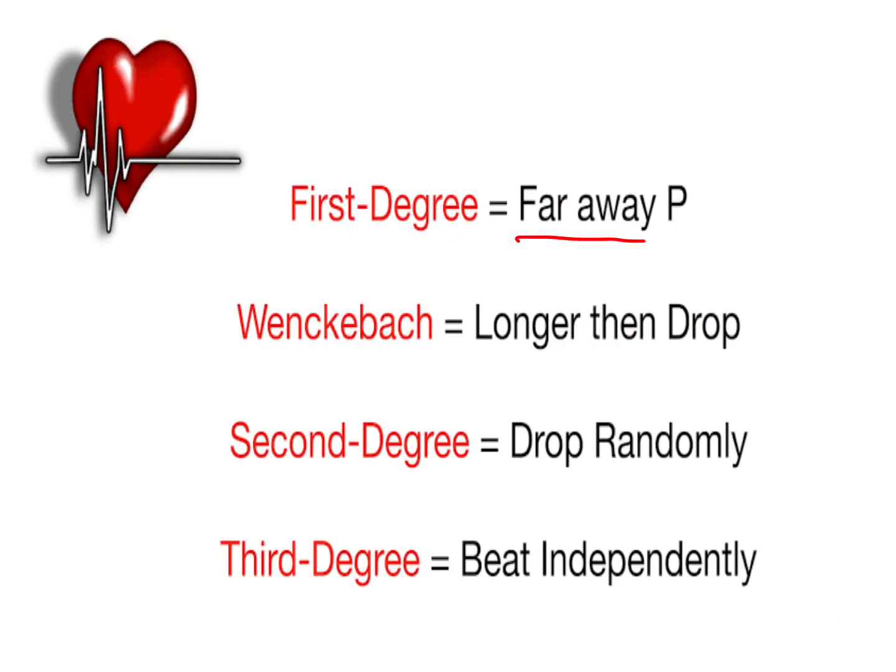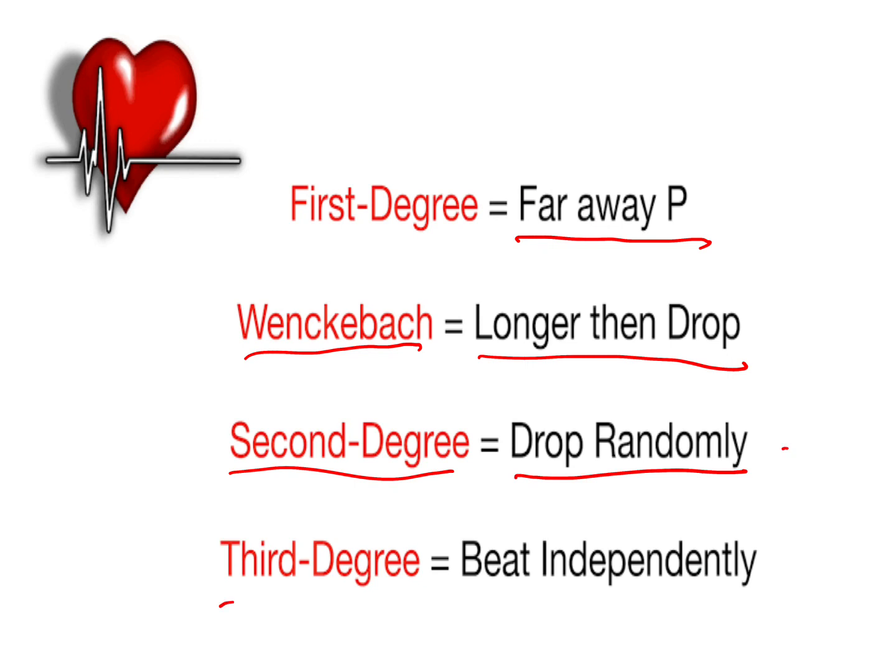Once again, first degree is a far away P. Wenckebach means type 1 Mobitz: it is longer until a QRS drops. Second degree means a QRS is dropped randomly, and here the PR interval is constant. And in third degree heart block, both the atria and the ventricles beat on their own. They have no relation to each other.